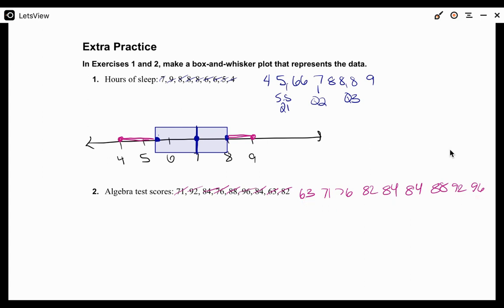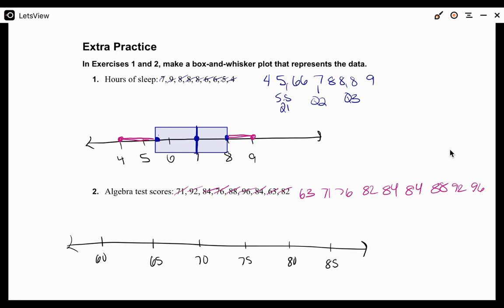So now we've got to try to do this on a lot nicer number line. So 60, 65, 70, 75, 80, 85. Oh, I didn't go long enough. 90, 95. Okay. Now let's put our plots on there.